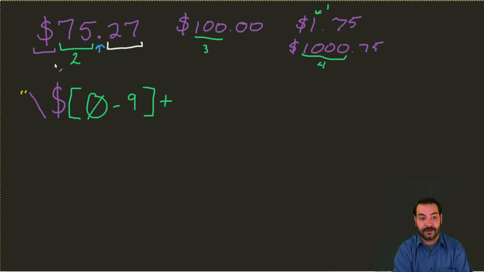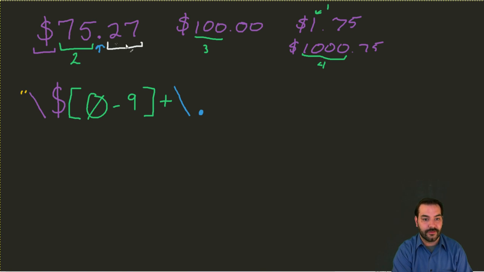Now, getting back to how we were looking at things, we said that period, again, is a special character just like the dollar sign, so it's going to do the same thing. It's going to need to have its backslash in front of it to indicate this is talking about just the decimal point.